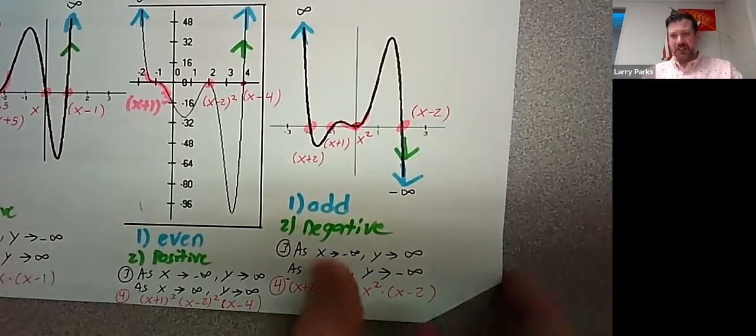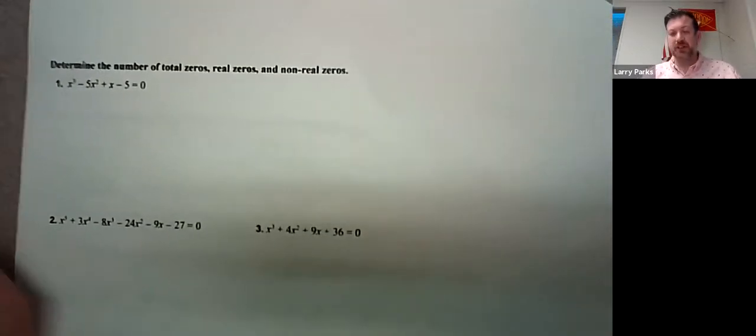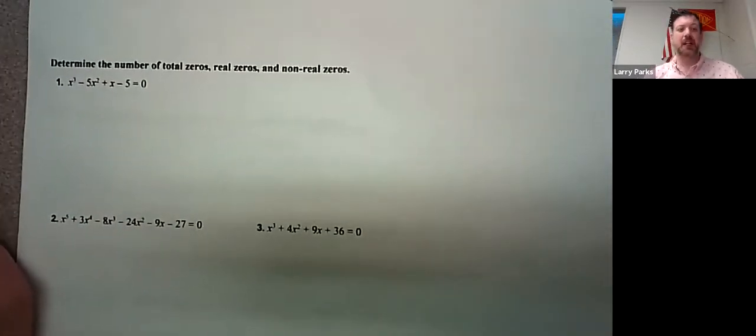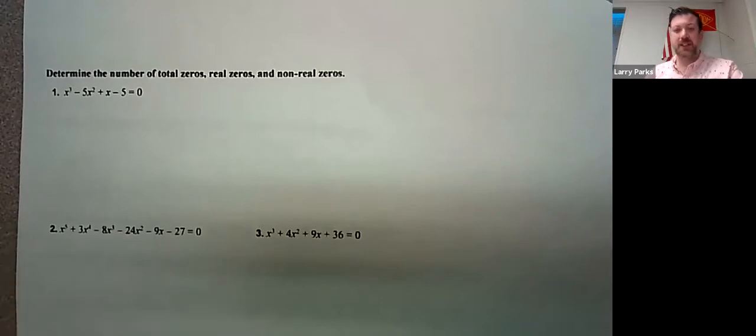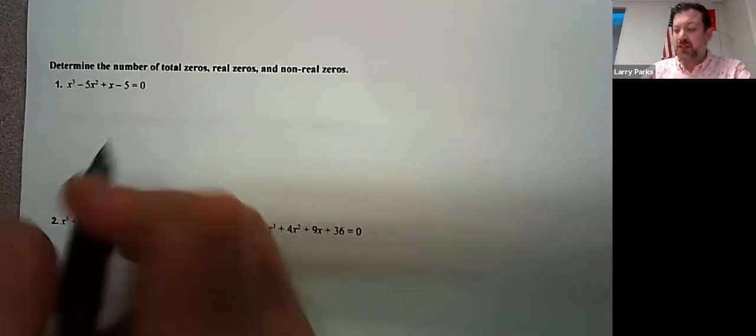All right, that question took a little bit. And again, I'm trying to go through as many of these as possible. Number 1, and again, this is from homework, so that's why we're back to number 1. Determine the number of total zeros, real zeros, non-real. First thing I might do is, this is what they want, so I'm going to fill that in.